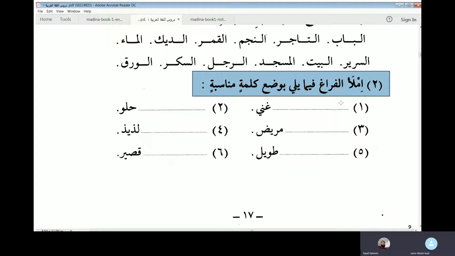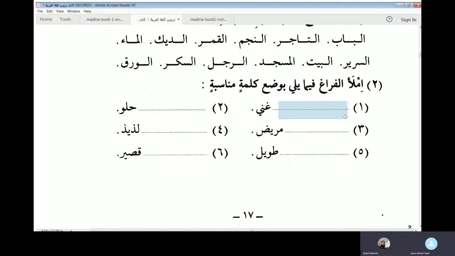Imla al-faraq. Fill the blank. Fima yali, which is below, by putting kalimat munasiba, so appropriate words. Okay. Ar-rajulu ghaniyun, the man is rich. As-sukkaru hulwun, the sugar is sweet. Is that right? Hulwun, okay. Yes.